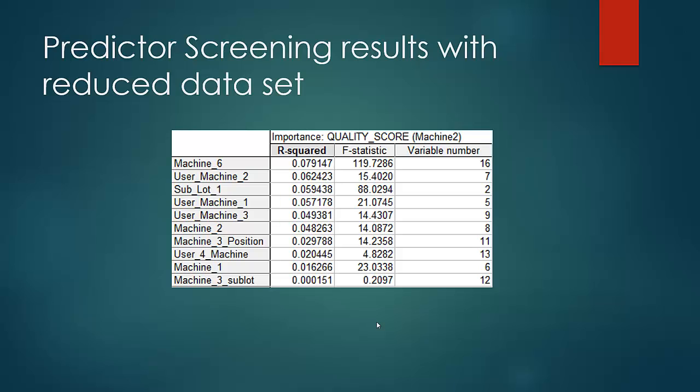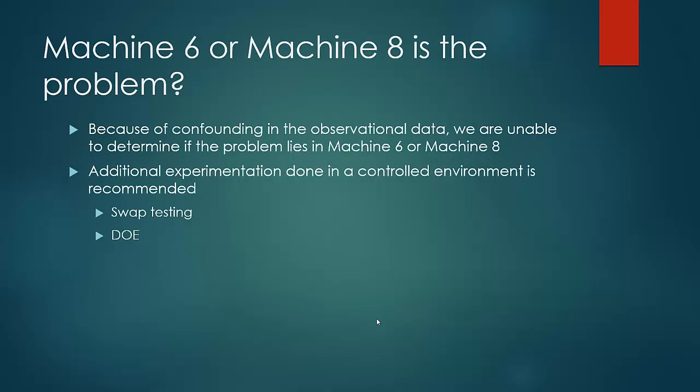In this case, machine 6 comes up as the most important variable. It has the highest F statistic. It also has the highest R squared. Now, the question still remains: is it machine 6 or is it machine 8? Because there's confounding between those two variables. The way that they're nested together and the way that the product flowed through the system, we're unable to determine if the problem lies in machine 6 or machine 8.